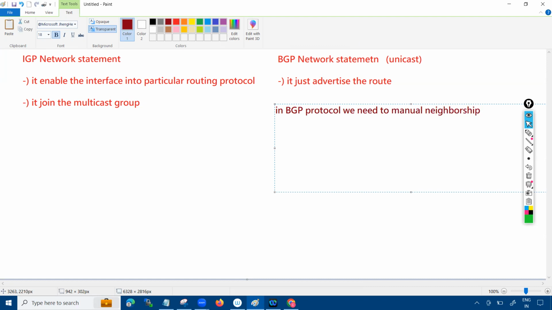We need to define manual neighborship. How are we going to define the manual neighborship? Based on the neighbor command. So this neighbor command enables the interface into BGP.